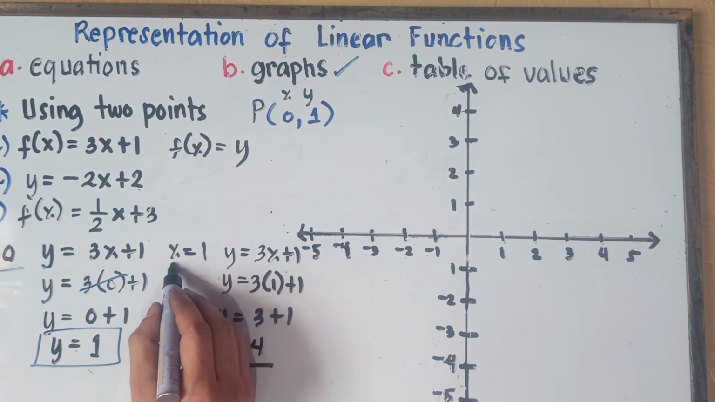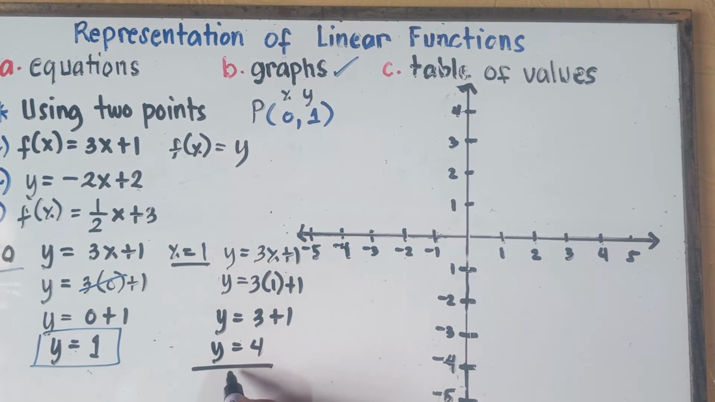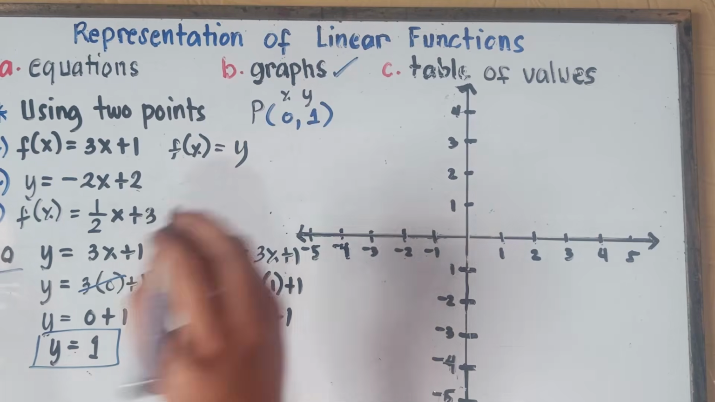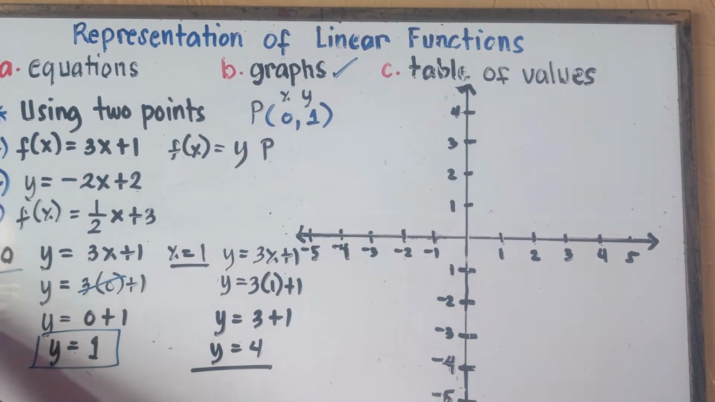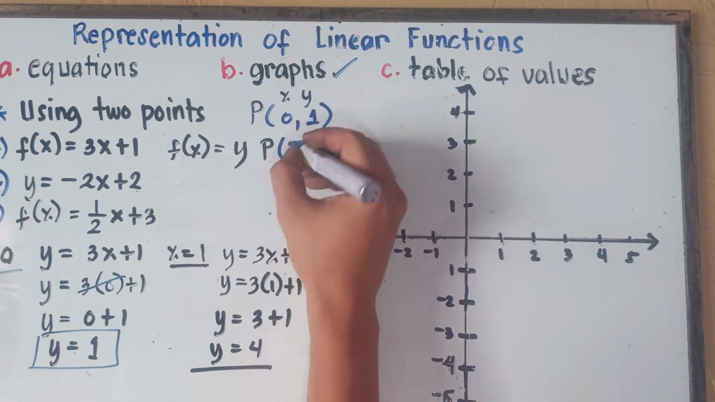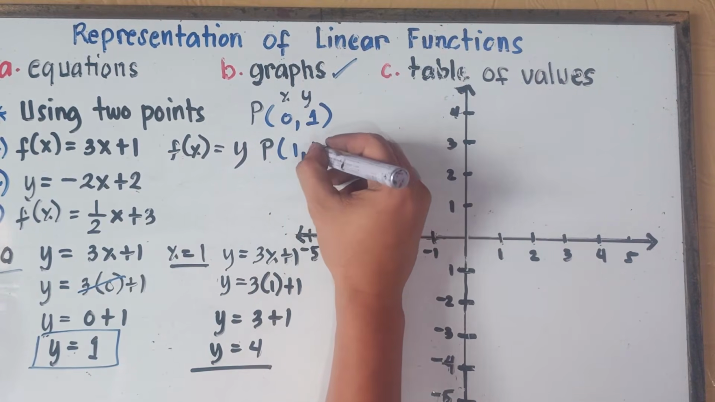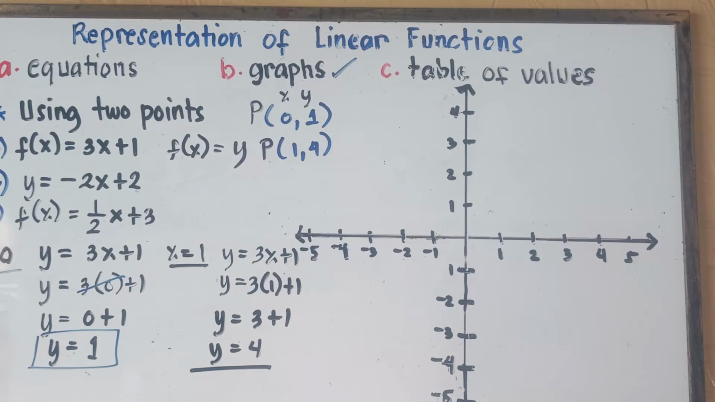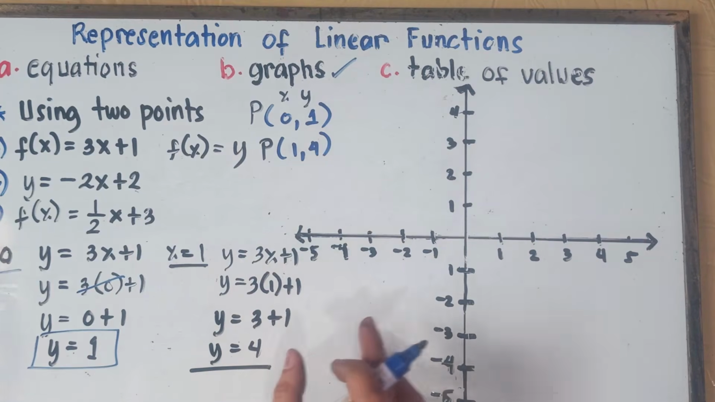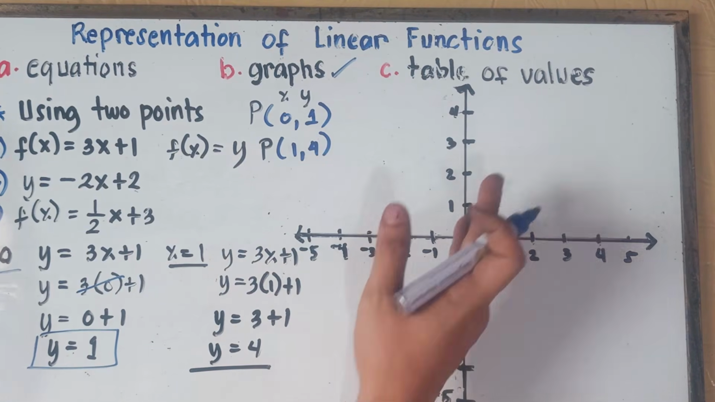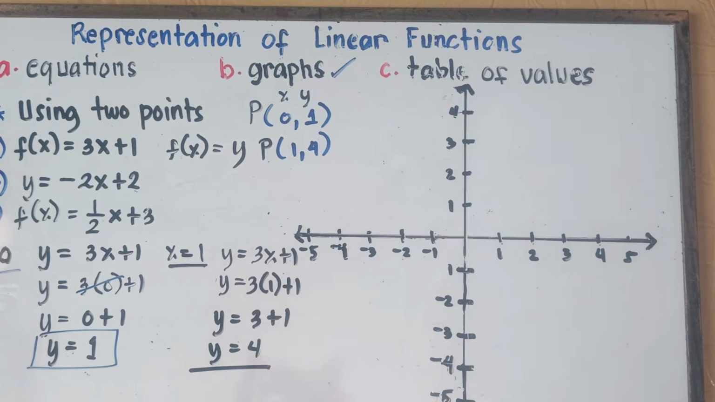Therefore, if x is +1, y is +4. And that would be our second point. So we have x is +1, and then y is +4. And then simply plot this one, class, on the Cartesian plane, and then simply connect the points, and then you're all set, class. Easy as that, class.